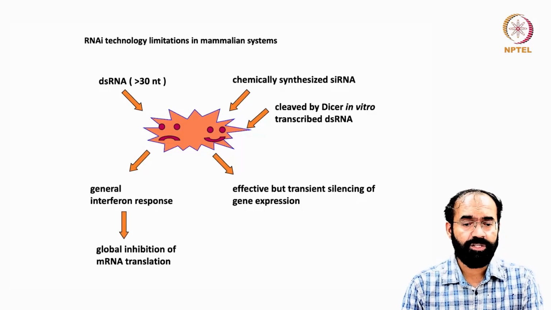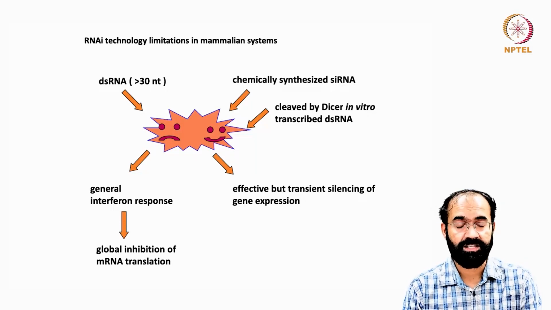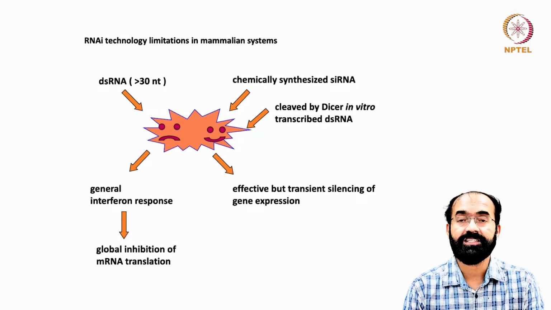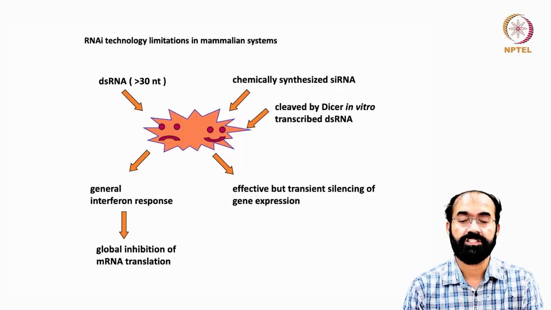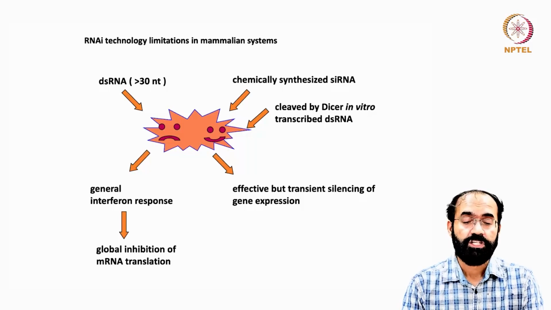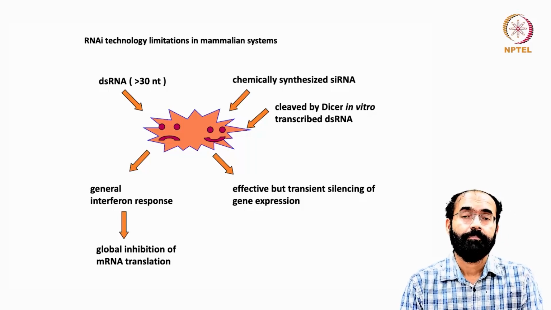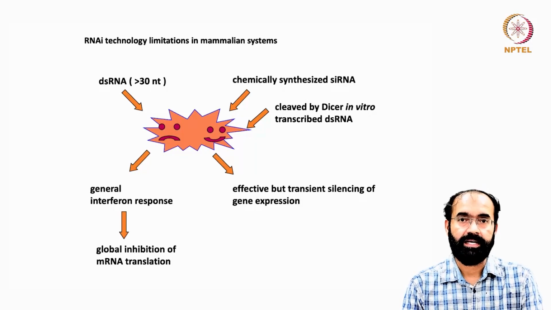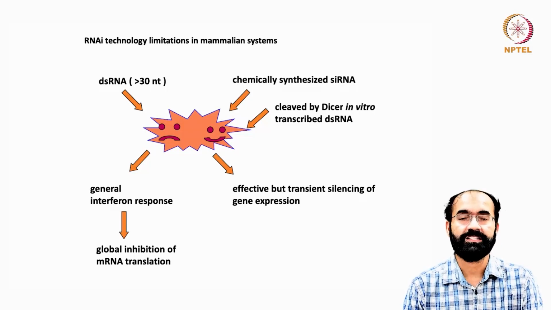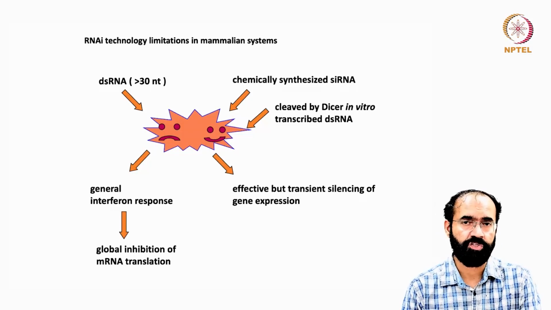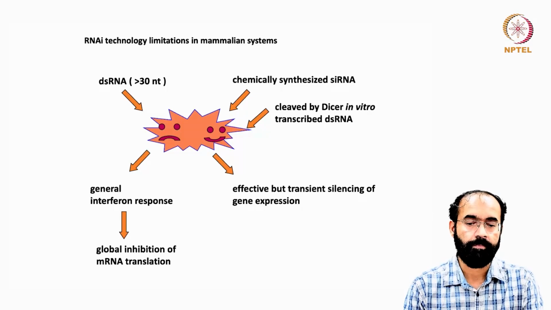So RNAi can be used as a tool in various research also. So RNAi technology and limitations in mammalian systems we can address. How does it happen? How is it carried out? Many a times you can chemically synthesize an siRNA in a laboratory and deliver it into a cell line or an organism or a tissue that you are interested in, etc.